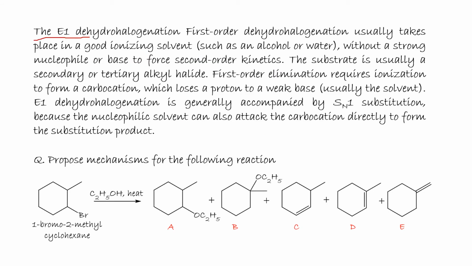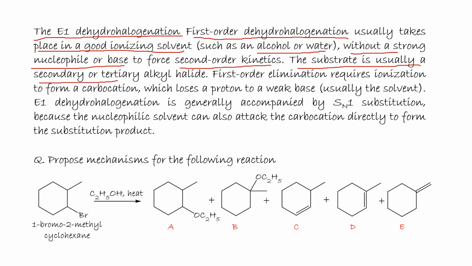The E1 dehydrohalogenation, first order dehydrohalogenation, usually takes place in a good ionizing solvent, such as alcohol or water, without a strong nucleophile or base to force second order kinetics. The substrate is usually a secondary or tertiary alkyl halide. First order elimination requires ionization to form a carbocation which loses a proton to a weak base, usually the solvent.